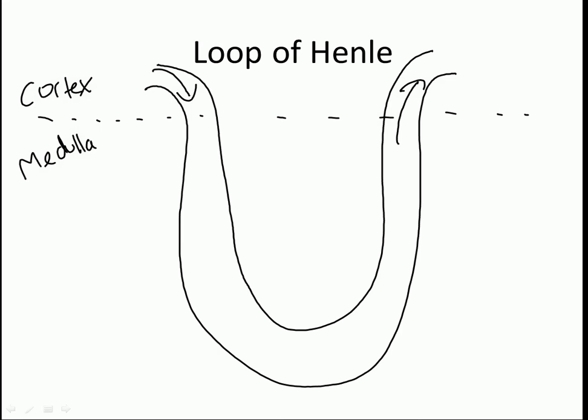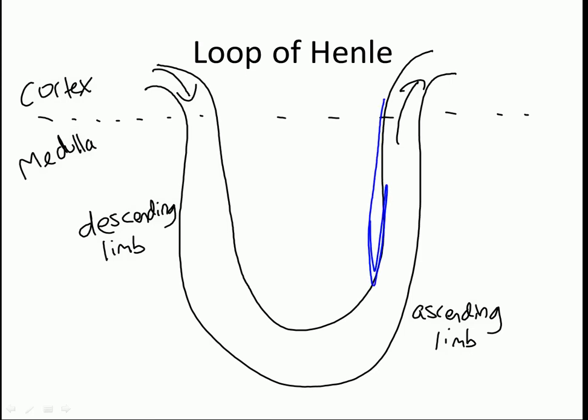So here it's going down, so we call this the descending limb of the loop of Henle. And over here, we call this side the ascending limb. And it's actually easier for us to think about the ascending limb of the loop of Henle first. So the ascending limb is special. I'm going to draw a thick line on the side here.